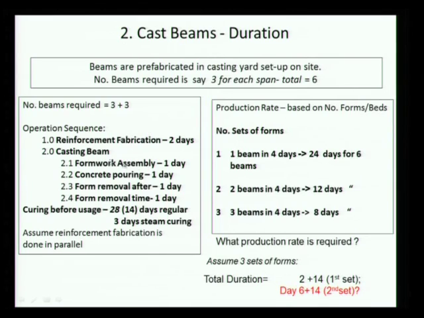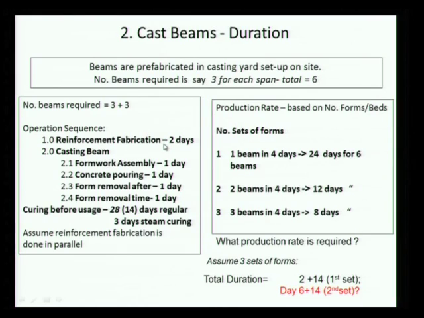So if we take this beam duration for casting beams, let's get into a little bit of detail and see if these numbers here are right, or can we come up with different numbers. First of all, when we take casting a beam we need 6 beams cast, and how many days does it take to cast a beam? So we can assume now, can reinforcement fabrication be done in parallel? Yes.